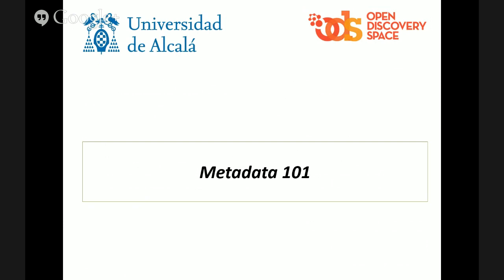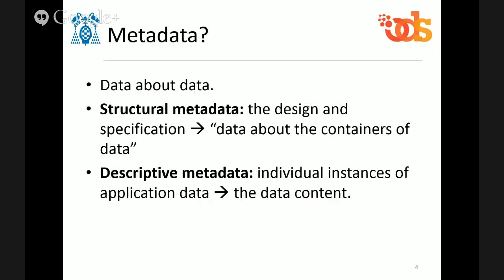So metadata 101. The first question could be, what is metadata? Metadata is data about data. Just that. And we can discern between the structural metadata, which is the design and specification, data about the containers of data, and descriptive metadata, which are individual instances of application data, the data content.